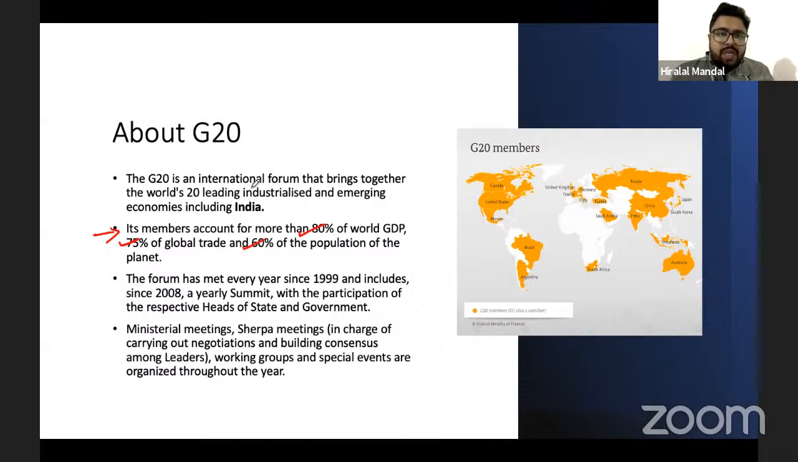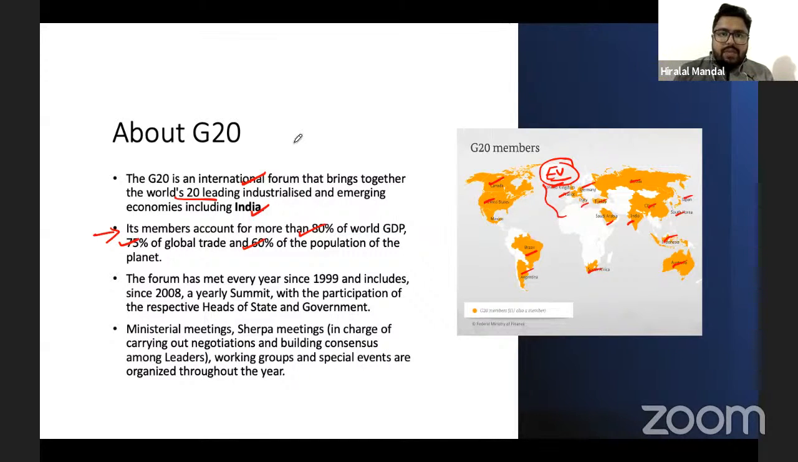It is an international forum that brings together the world's 20 leading industrialized and emerging economies. India is also among the founding members of the G20. Look at the countries here: Canada, United States, Mexico, Brazil, Argentina, United Kingdom, France, Germany, Italy, Turkey, Saudi Arabia, Russia, China, India, Indonesia, Australia, Japan, South Korea, South Africa, and apart from that, there is the EU, the European Union. So together, these are the 20 members of the G20.